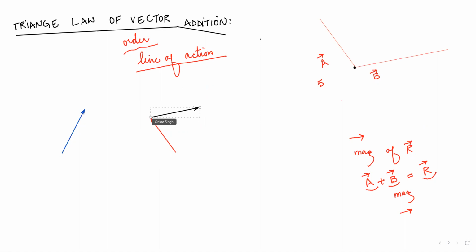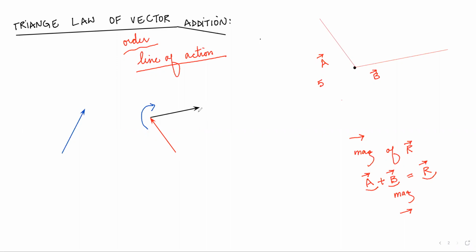Come on students, what is the order? Clockwise. The order is clockwise. Now what will be the resultant? When you join the third side of the triangle taken in the opposite order, the order of these two vectors is clockwise.